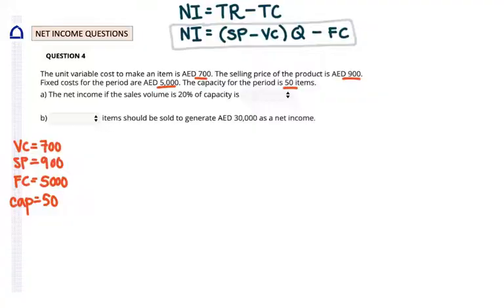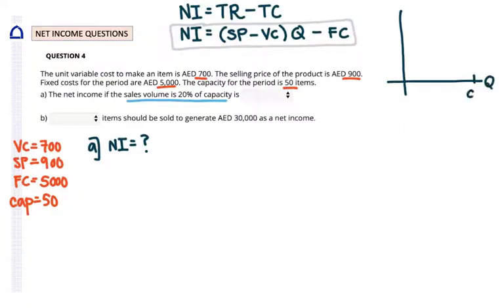And for part A, we want to know the net income if the sales volume is 20% of capacity. Now, this might be difficult for some to realize what they're saying. So let's just think about this for a moment. Remember, capacity is a measurement on the x-axis, which is measuring quantity. So if they're telling you that something is 20% of the capacity, what they're telling you is quantity. The quantity is 20% of the capacity.